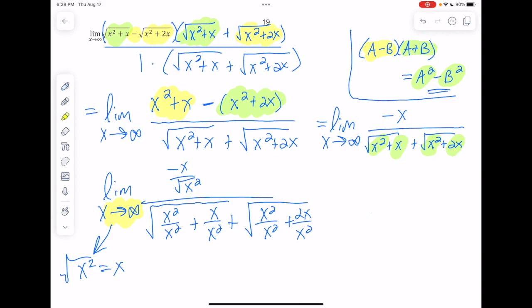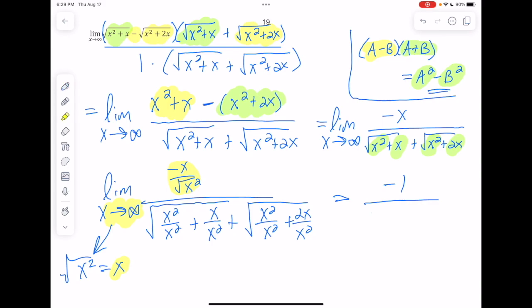So what is the limit as x goes to infinity of this piece? So let's look at the pieces one at a time. The limit of, first of all, the square root of x squared is just an x. So that's negative x over x, which is just negative 1. So the limit of the numerator is just going to be that constant, negative 1.